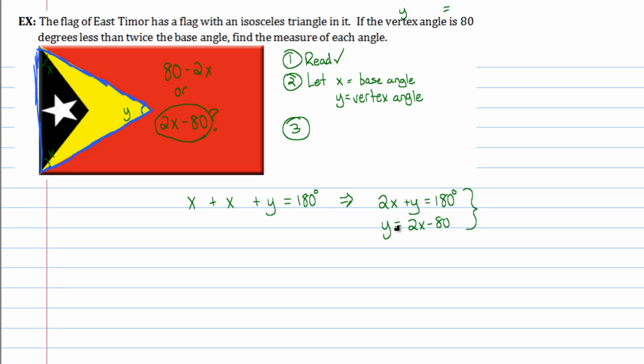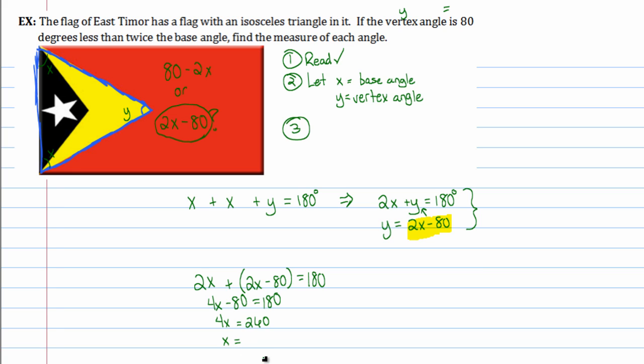That's perfect. And what I'll do is I'll take this value of y, I happen to know that y is 2x minus 80, and I'll substitute that in for y here. So in other words, 2x plus y, which is 2x minus 80, should equal 180 degrees. Let's combine like terms here, so I get that 4x minus 80 is 180. Or in other words, 4x is equal to 260. And now I just divide both sides by 4.